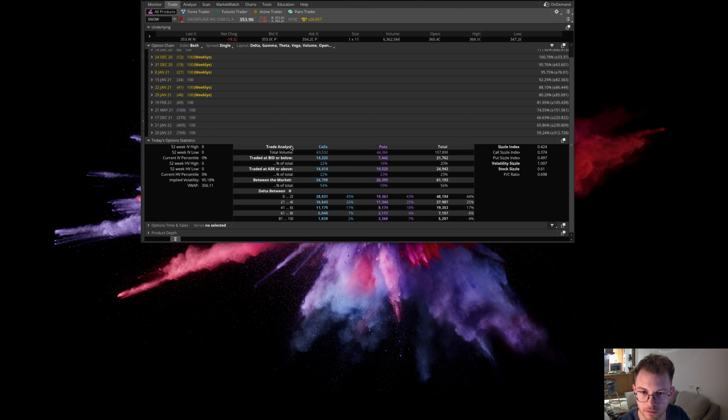And next, this is just the total volume of calls traded, total volume of puts traded today, and then we have just some more information over here. Sizzle index, yeah, volatility sizzle. So yeah, you can just kind of read through this and understand what it is. Trade at the bid or below, trade at the ask or above.